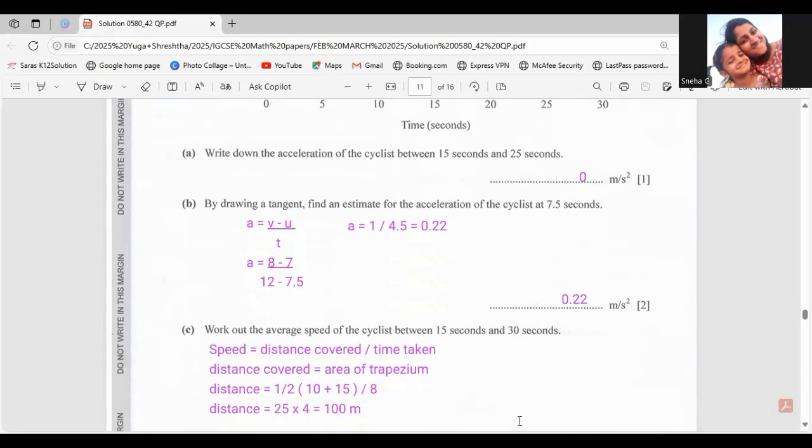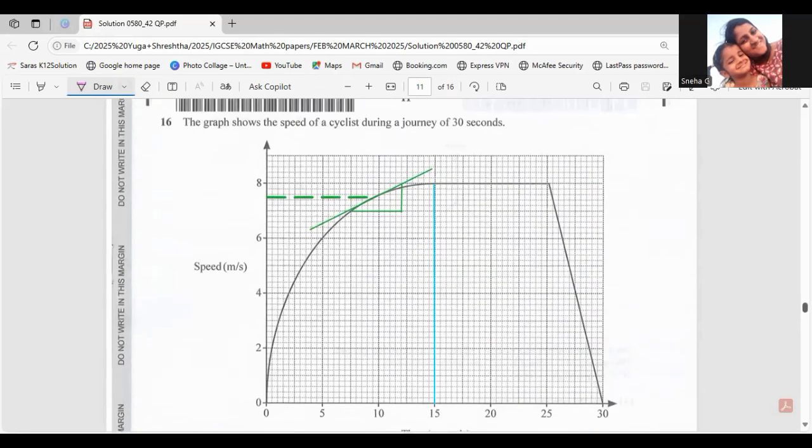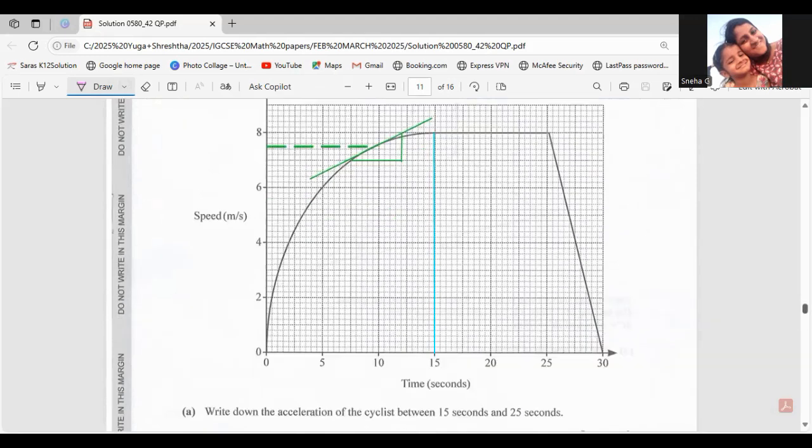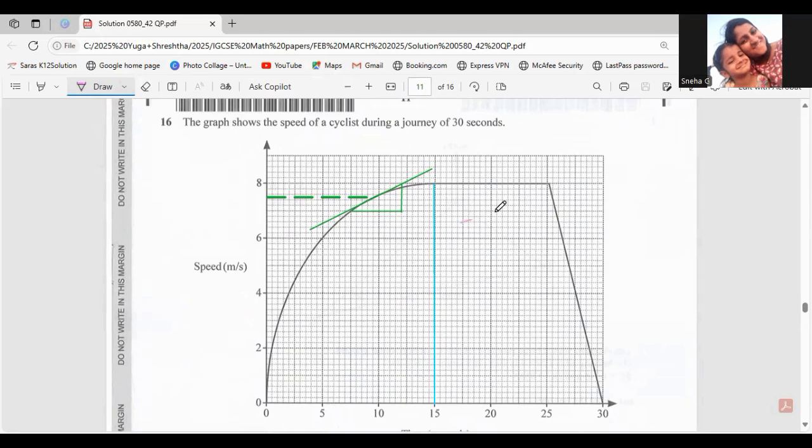Then the next calculation is to work out the average speed of the cyclist between 15 and 30 seconds. So 15 to 30 seconds is this particular part which I have separated with this blue line. So the time taken is 15 seconds. And then the distance covered is this particular shaded region. That's the area of the trapezium we have to work out.